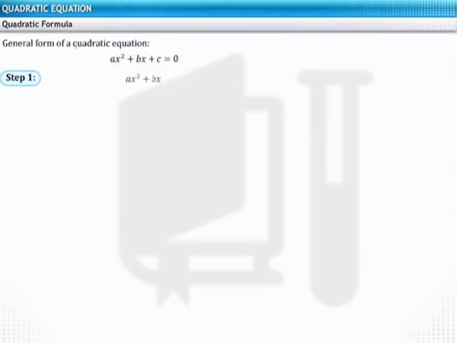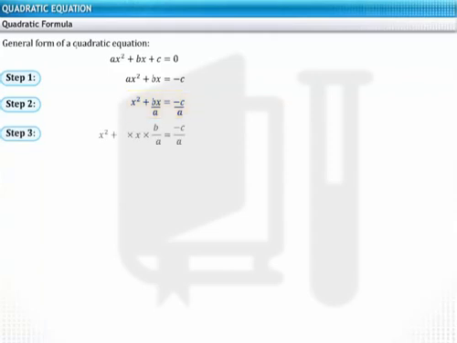Step 1. Bring the constant c to the right side of the equation. You get ax squared plus bx equals minus c. Step 2. Divide both sides of the equation by the coefficient of x squared, that is, a. You get x squared plus b times x divided by a is equal to minus c divided by a.